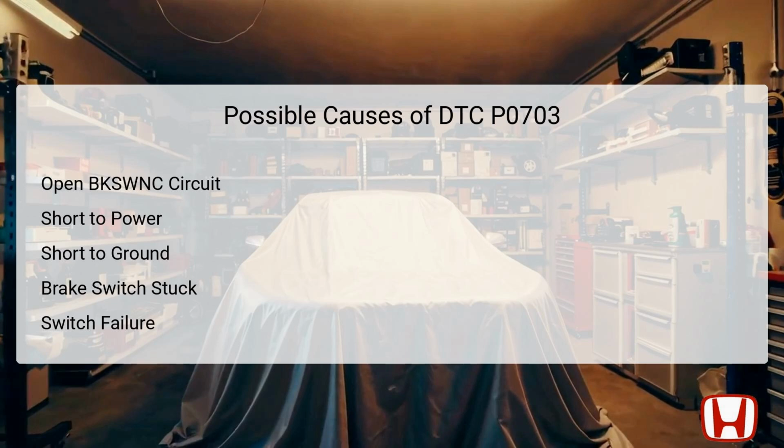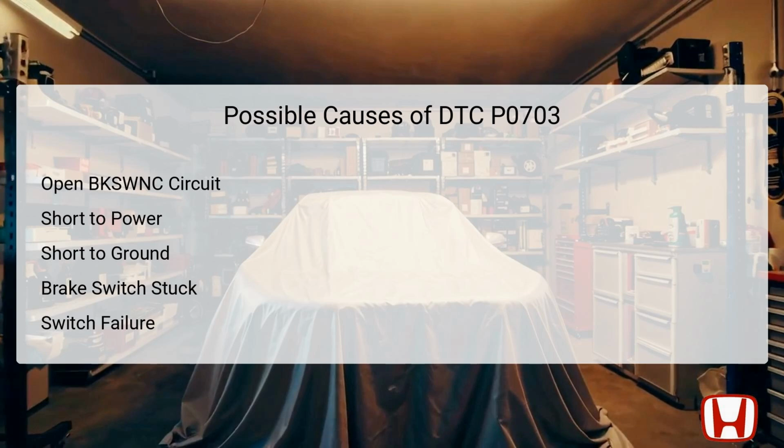Several potential causes can lead to DTC P0703. An open BKSWNC brake pedal position switch circuit signifies a break or poor connection within the wiring, which can prevent the proper signal from being sent to the PCM. Additionally, a short-to-power condition arises when the circuit inadvertently connects to the power source, causing incorrect signals. Conversely, a short-to-ground may cause the switch to misreport its status, leading to erroneous readings at the PCM.